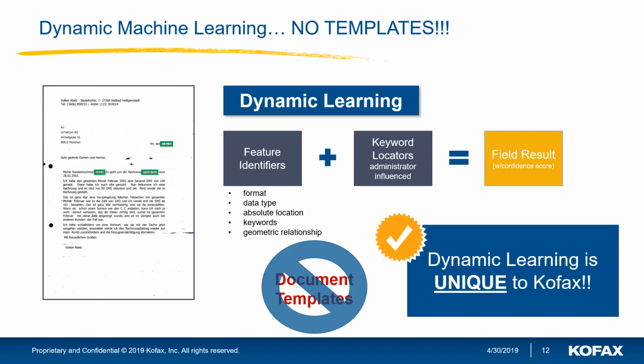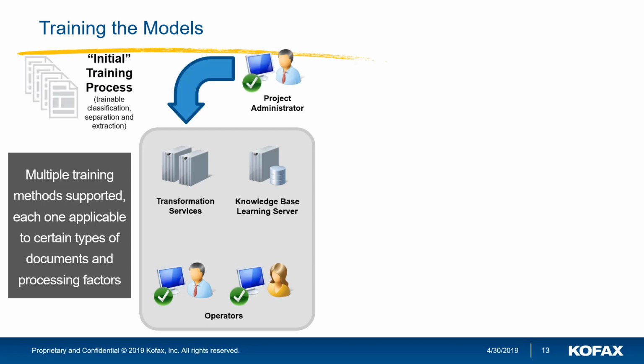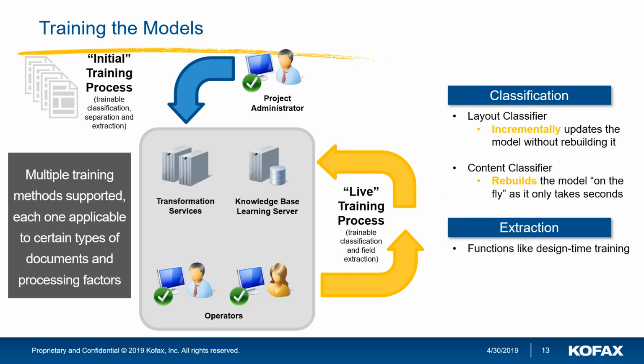So the design aspect of it, whether it's the format, data type, absolute location, keywords, or geometric relationship, all those can be applied to it. And it does not require specific document templates for each one. And as far as training the models, as I mentioned before, there is some initial training done at the start of it. So I introduce those documents, I present them to the system, say, identify what they are, but then over time, as I'm working with it, the different operators will actually do live training. The online learning will then be provided into a knowledge base that will then continue working and understanding so the system gets smarter over time.